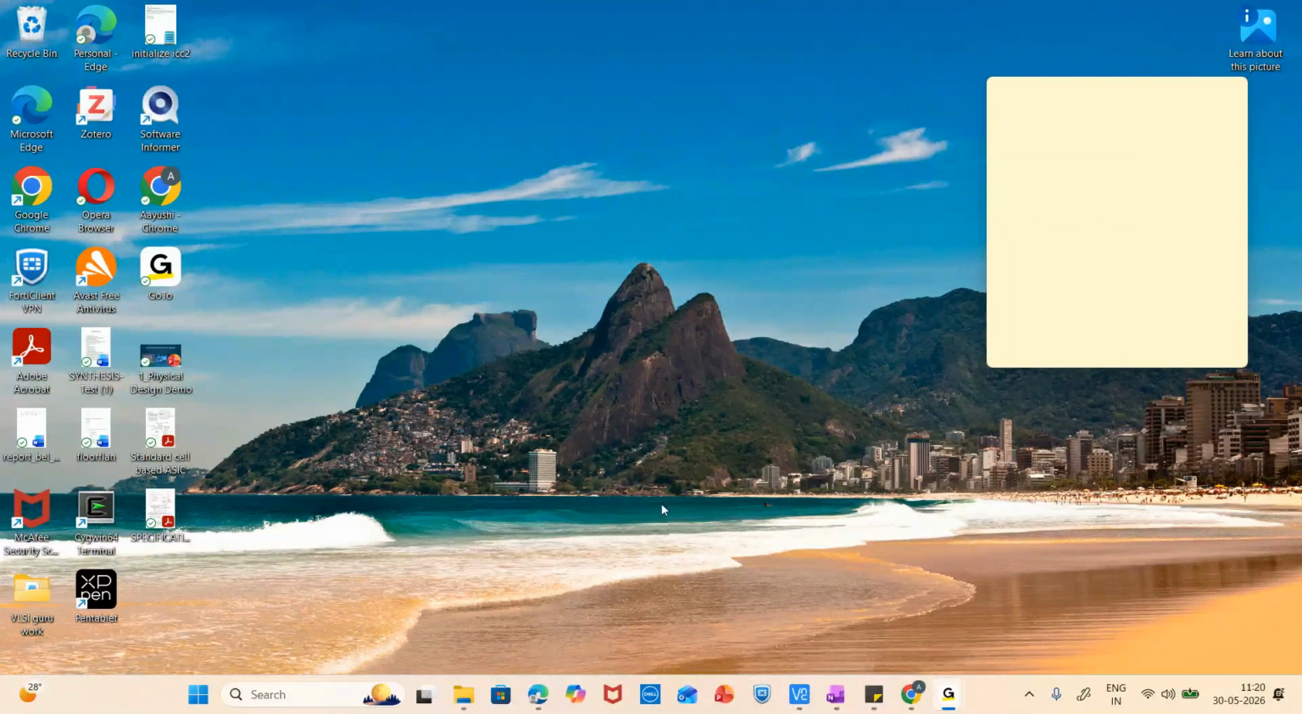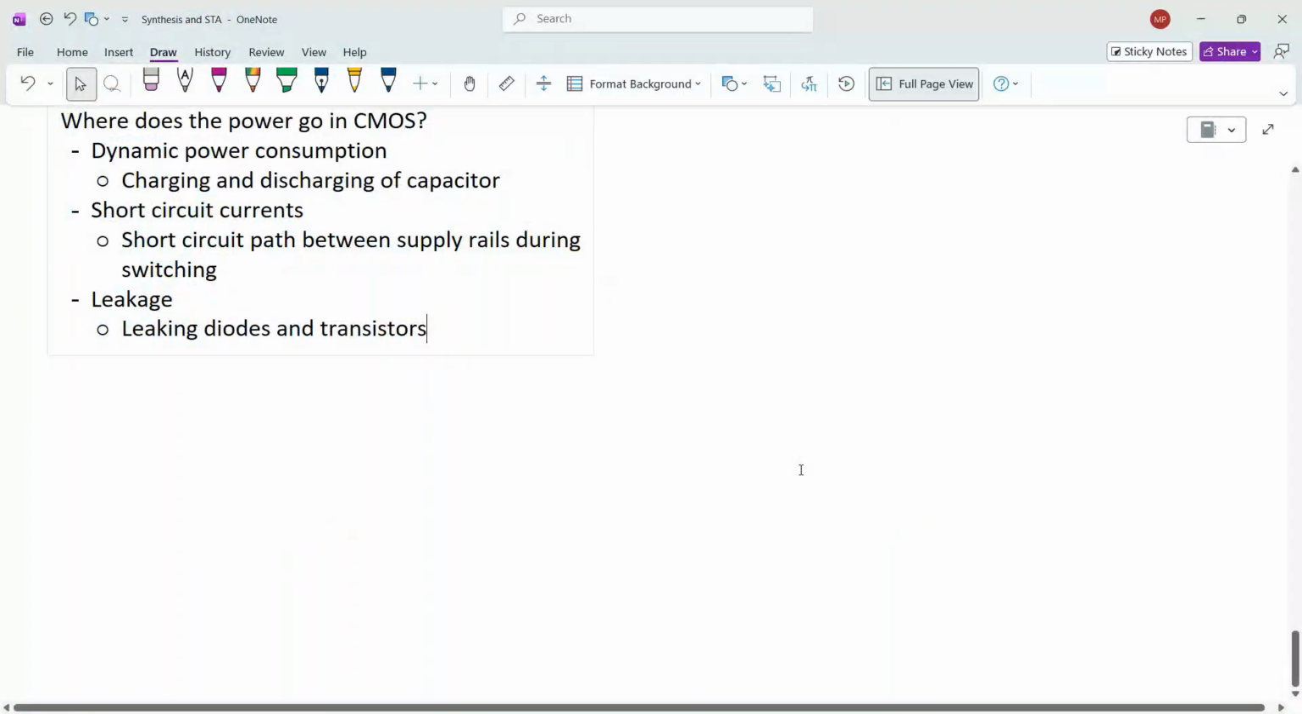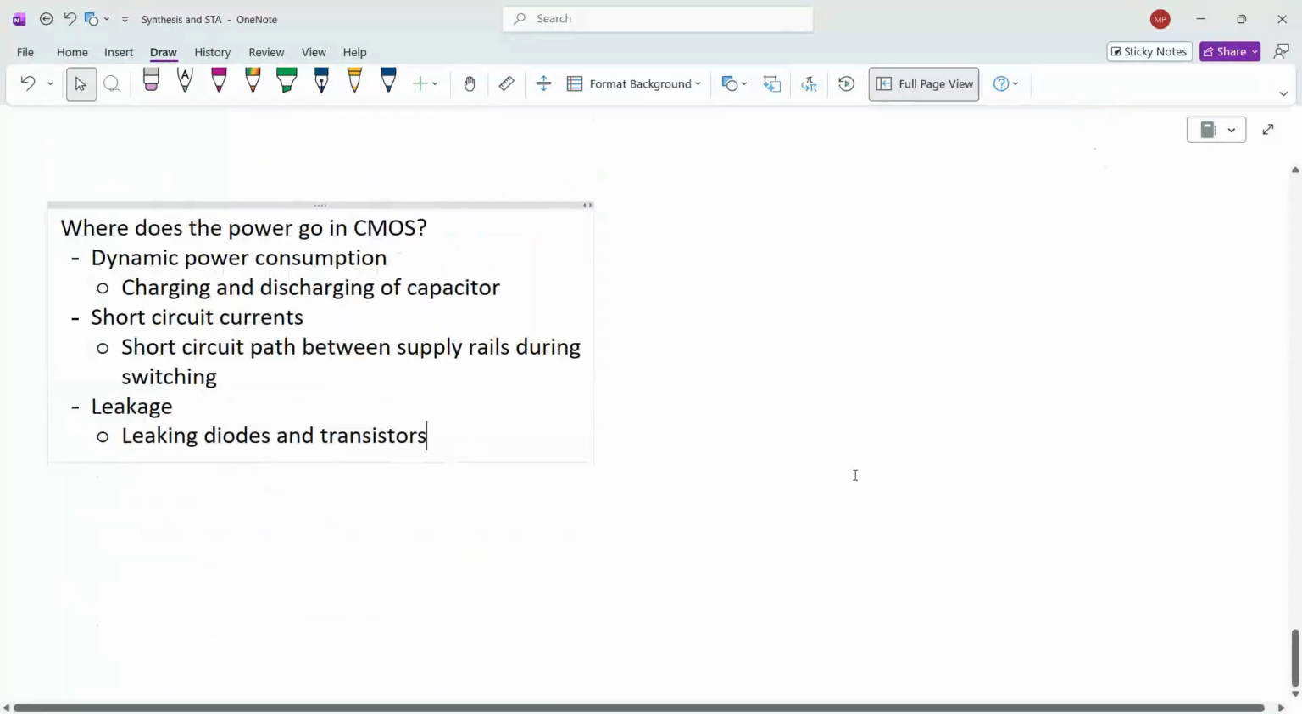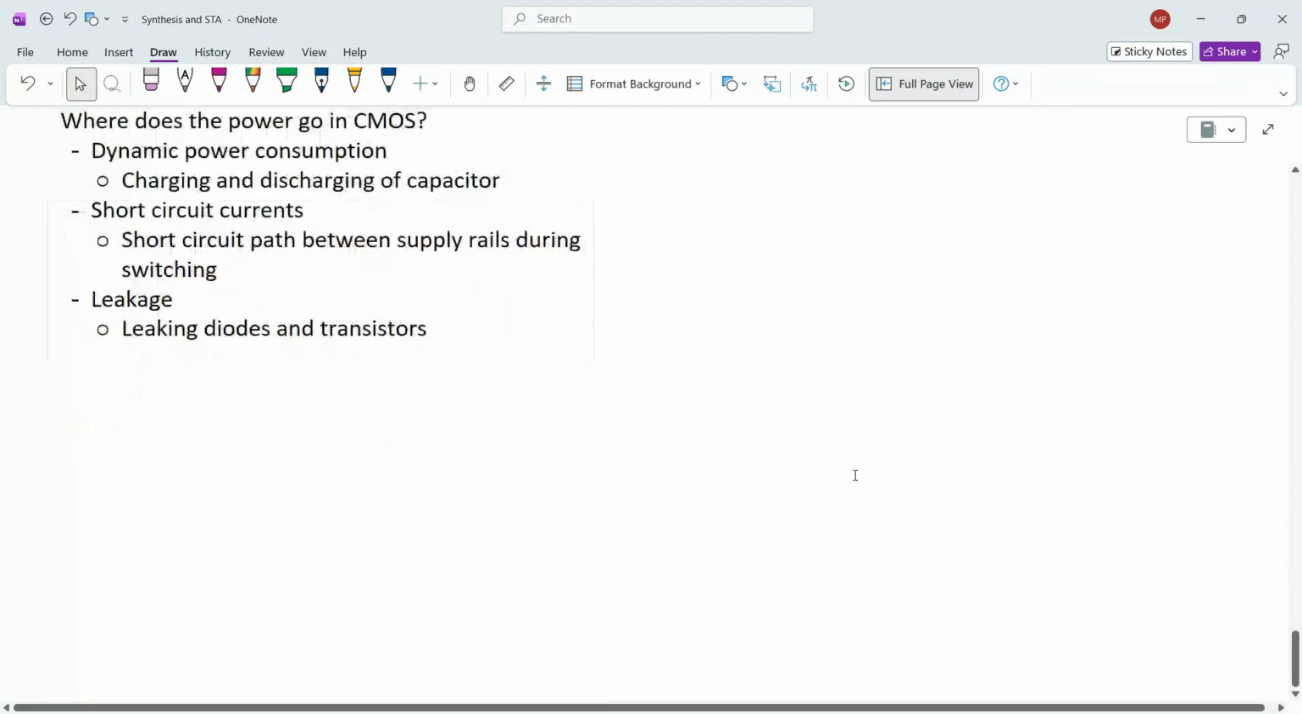Yes, so we'll start again. Okay, so when we know the basics of CMOS and everything is fine, now coming back to synthesis and physical design. What is the structure that your foundry understands? The foundry does not understand any logic. It does not understand any RTL code. What it understands is the layout of CMOS.